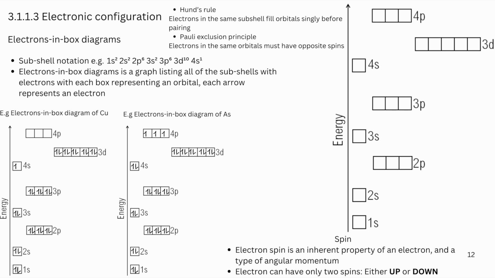Another example is arsenic. For simplicity, when drawing an electron in box diagram, my advice would be to write a normal electronic configuration of an element first, before drawing electrons. So arsenic has an electronic configuration 1s2, 2s2, 2p6, 3s2, 3p6, 3d10, 4s2, 4p3. As always, lowest energy subshells are filled first, and electrons in the same orbital have opposite spins. Now, if you have a look at the last subshell 4p, you see that electrons occupy the orbital singly before pairing up. This is an example of Hund's rule.